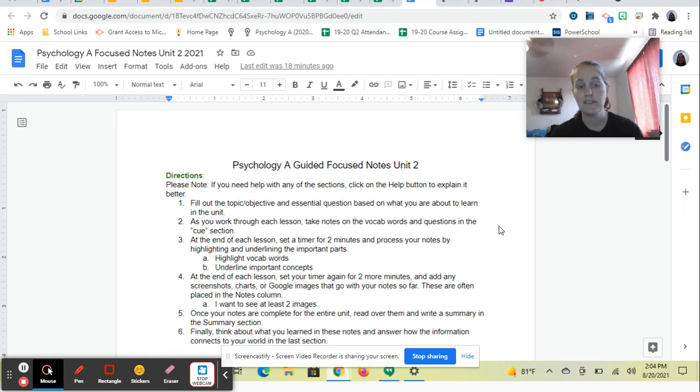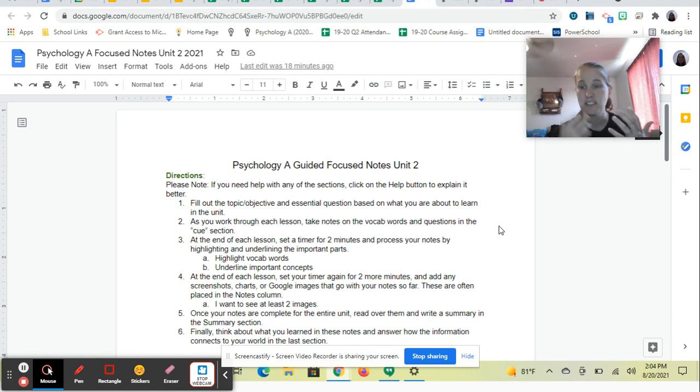After that, at the end of each lesson, you're going to set a timer for 2 more minutes, and you're going to add any screenshots, charts, or Google images that go with your notes so far. You're probably going to place them in the notes column. So if you had the vocab word highlighter, you might go on the internet, find a picture of a highlighter, and plop that right in there so that it would help you remember.